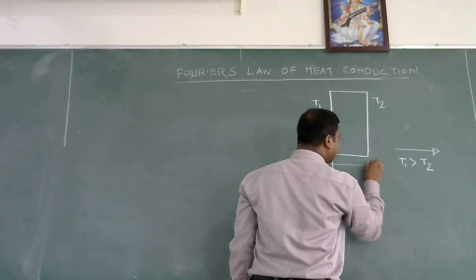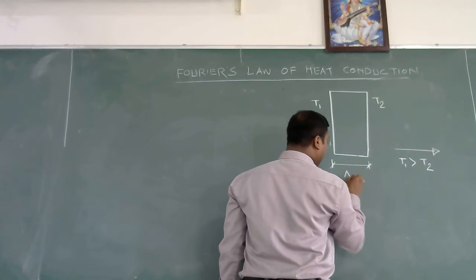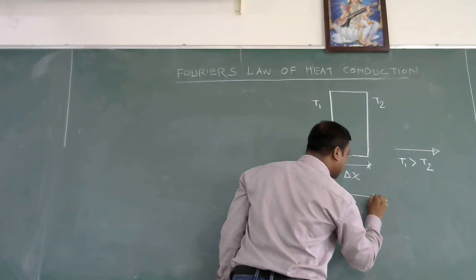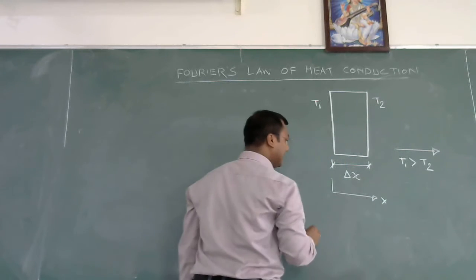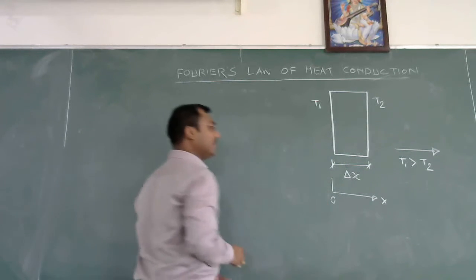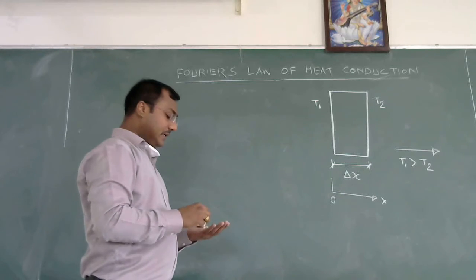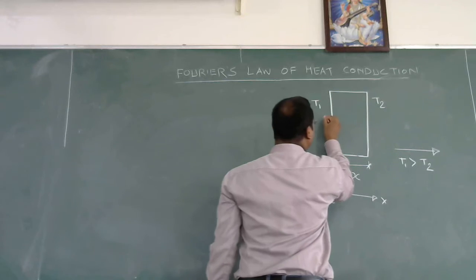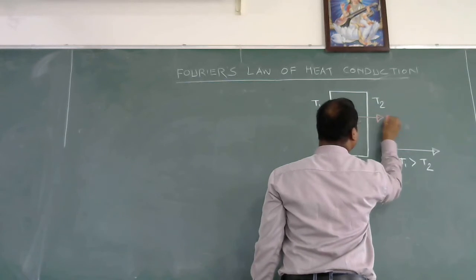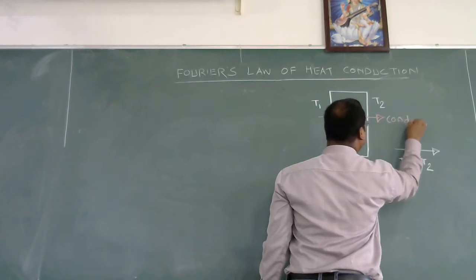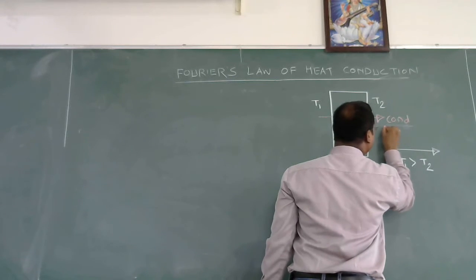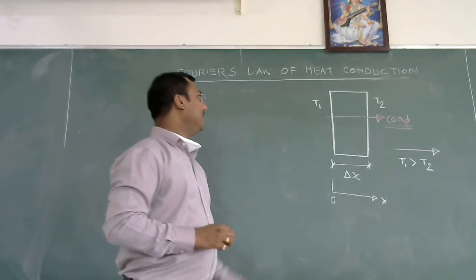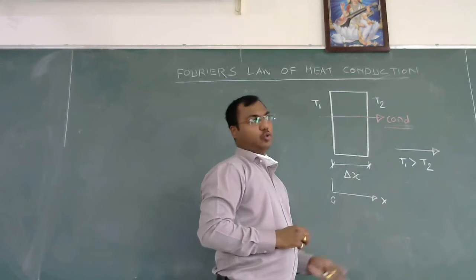If I consider the thickness of this slab or this plane layer as delta x, and this is the positive direction of the x-axis such that this is x equal to 0. So if T1 is greater than T2, the heat transfer will be from T1 to T2. And as this is a solid material, I will consider there is conduction heat transfer from layer 1 to layer 2.